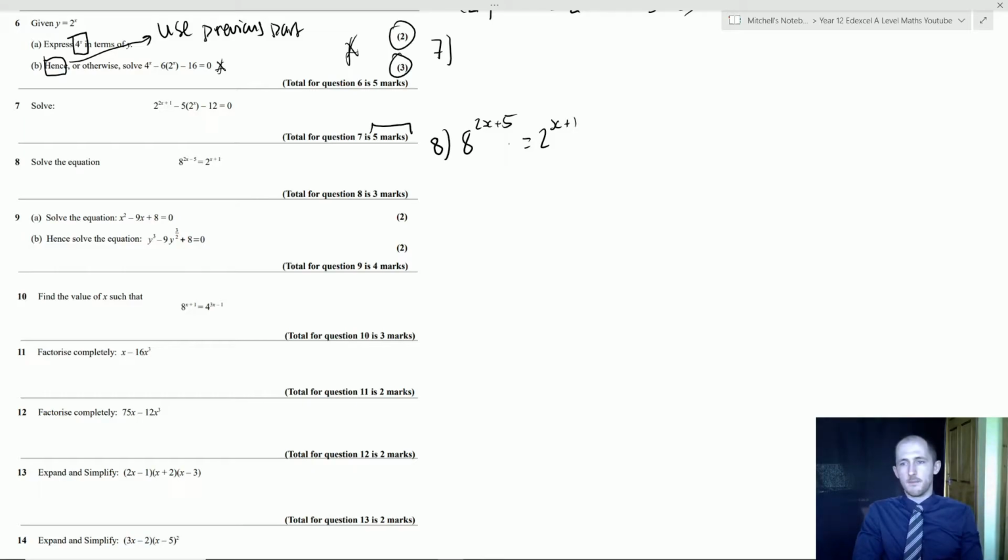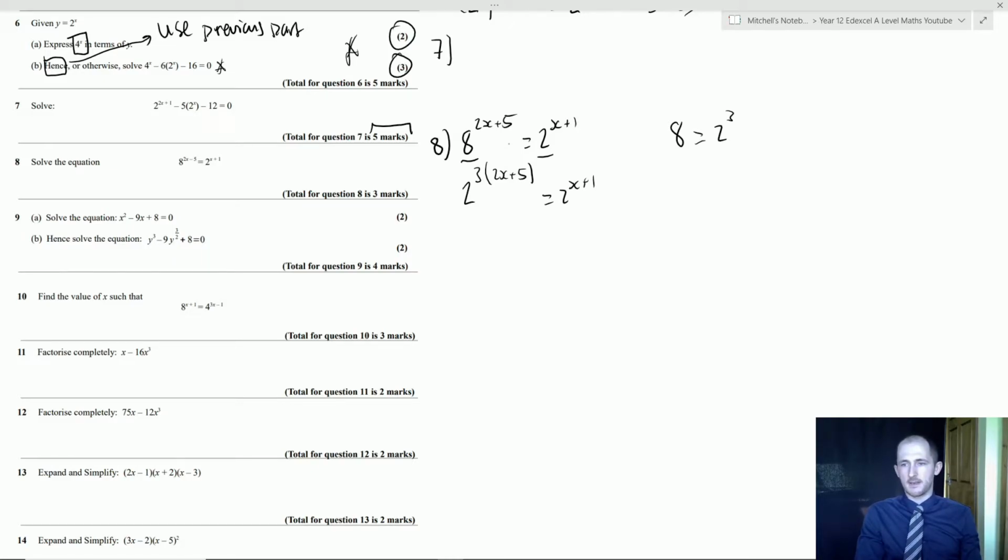First step, make the bases the same. That is the first step, okay? So I can't make 2 into 8, it would be very complicated. So I'm going to make 8 into 2. Now 8 is equal to 2 to the power of what? 3. Okay, so the first step in this style of question, if they ever ask you to solve that kind of thing, is to make the bases the same.